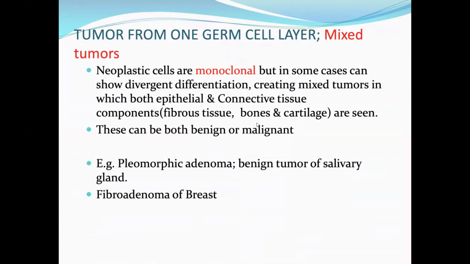This is about mixed tumors. Mixed tumors على سبيل المثال اللي هي neoplastic cells are monoclonal, لكن they show divergent differentiation. So they diverge into epithelial and connective tissue at the same time.